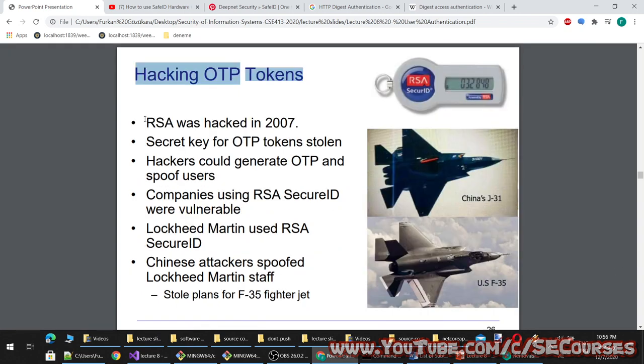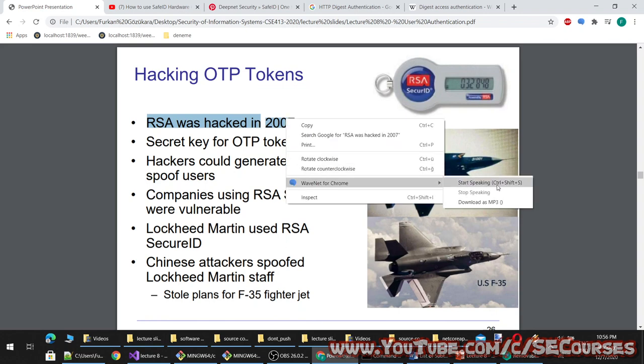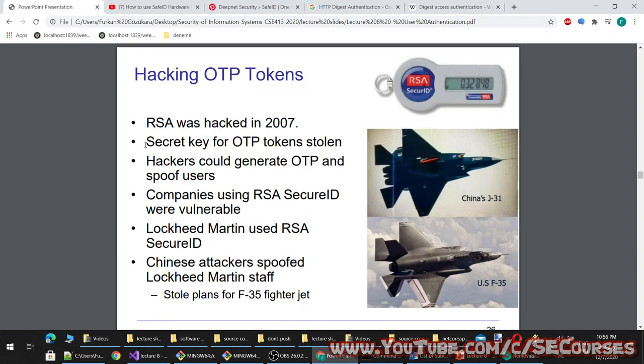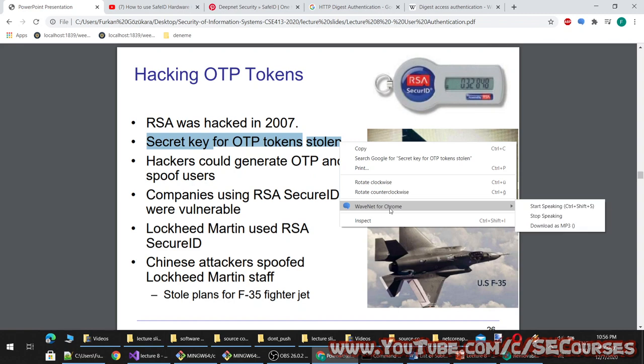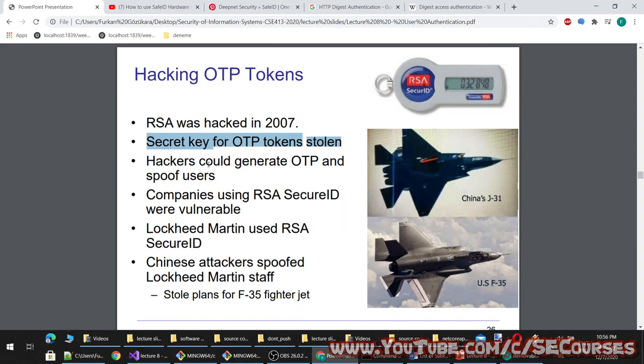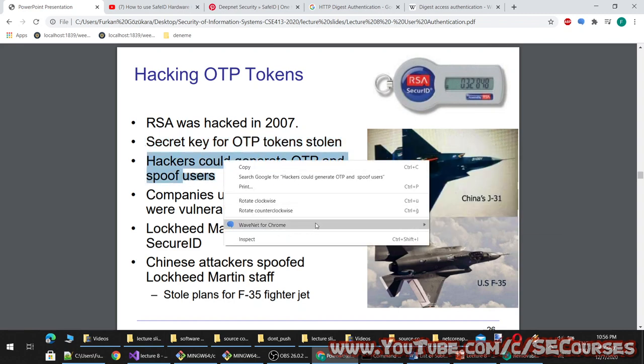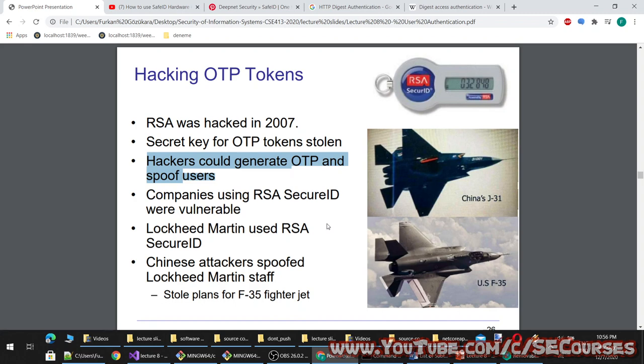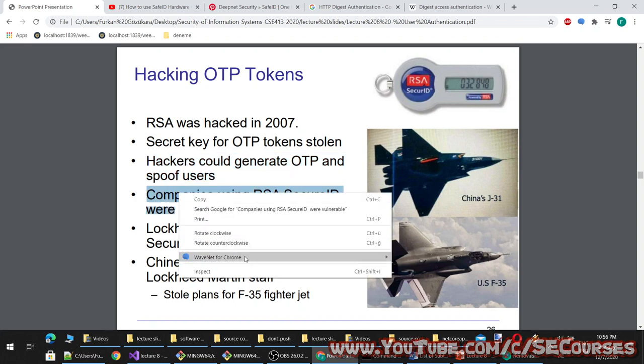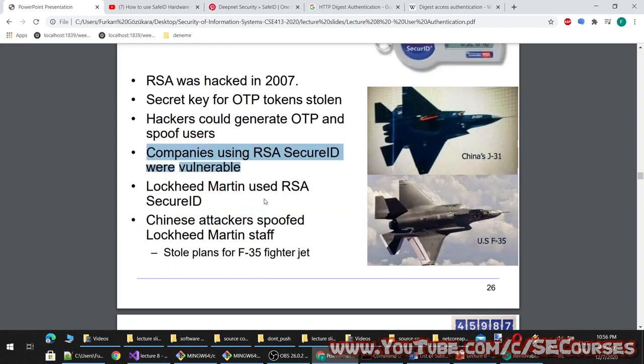Hacking OTP tokens. RSA was hacked in 2011. Secret keys for OTP tokens were stolen. Hackers could generate OTPs and spoof users. Companies using RSA SecurID were vulnerable.